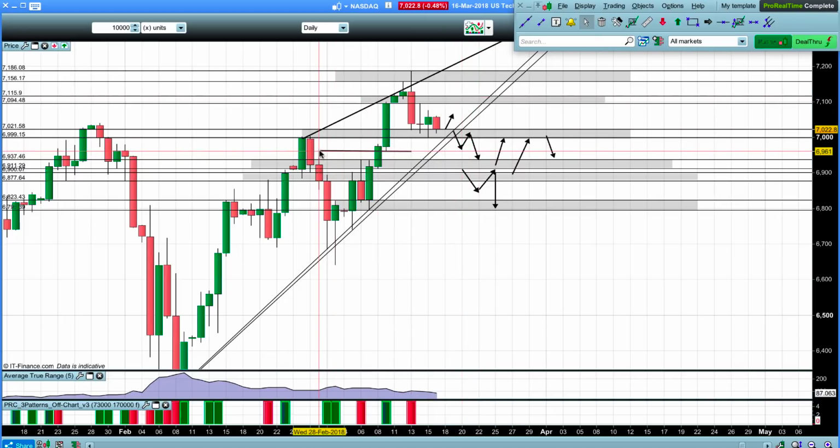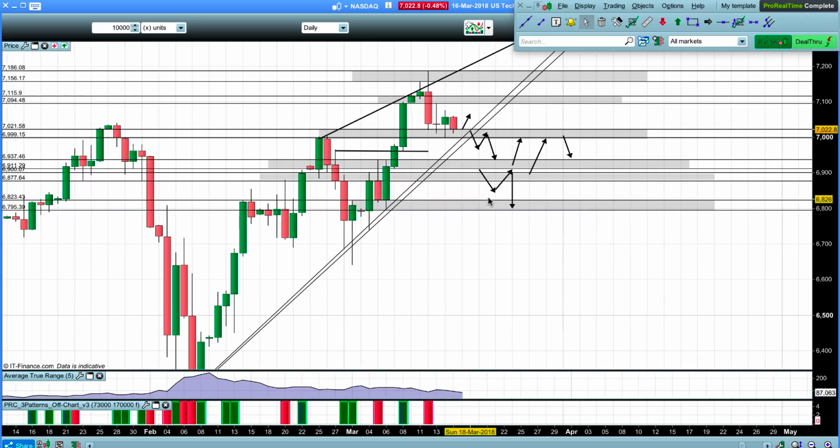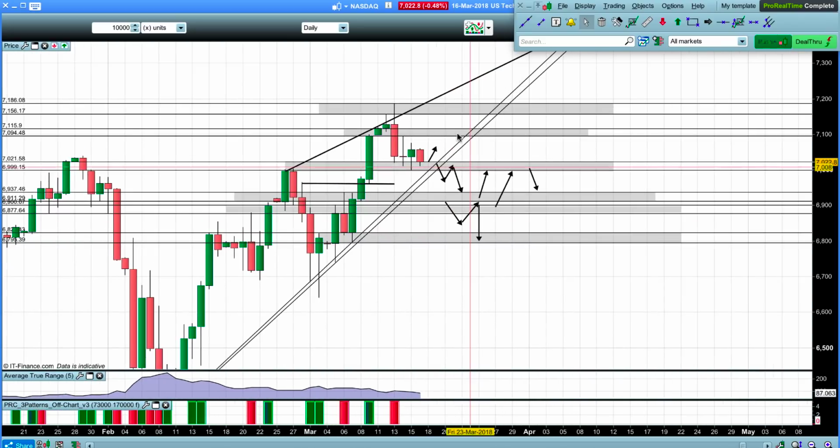Just be a little bit cautious. 6,960. 6,937, sorry, 6,910, 6,900, 6,877. Very key support at present. If it breaks down below, we'd then be looking for the stronger moves down towards 6,823 to 6,795.